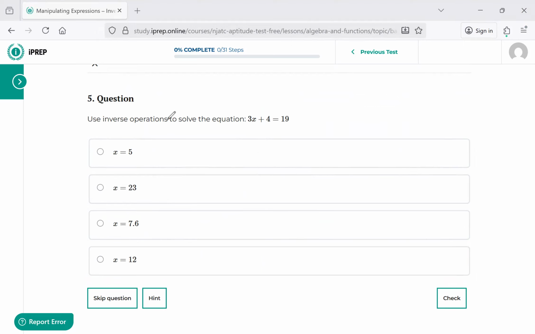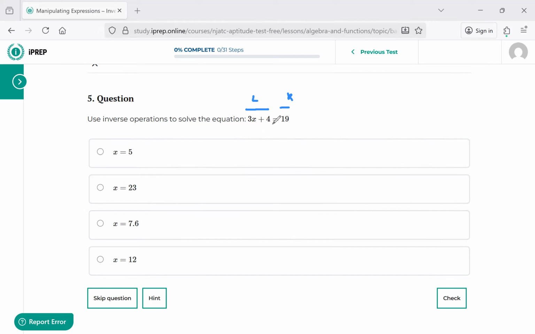Okay, let's do this one. Use the inverse operation. This is technically a two-step equation. We have 3x plus 4 equals 19, and our goal is to solve for x. Here's the left side, here's the right side. First I'm going to check if, on the left or right side, we can combine like terms. On the left side, we have 3x plus 4. Can we combine like terms? No, because we have a variable and a constant. They don't mix. And on the right, you're just left with the constant.